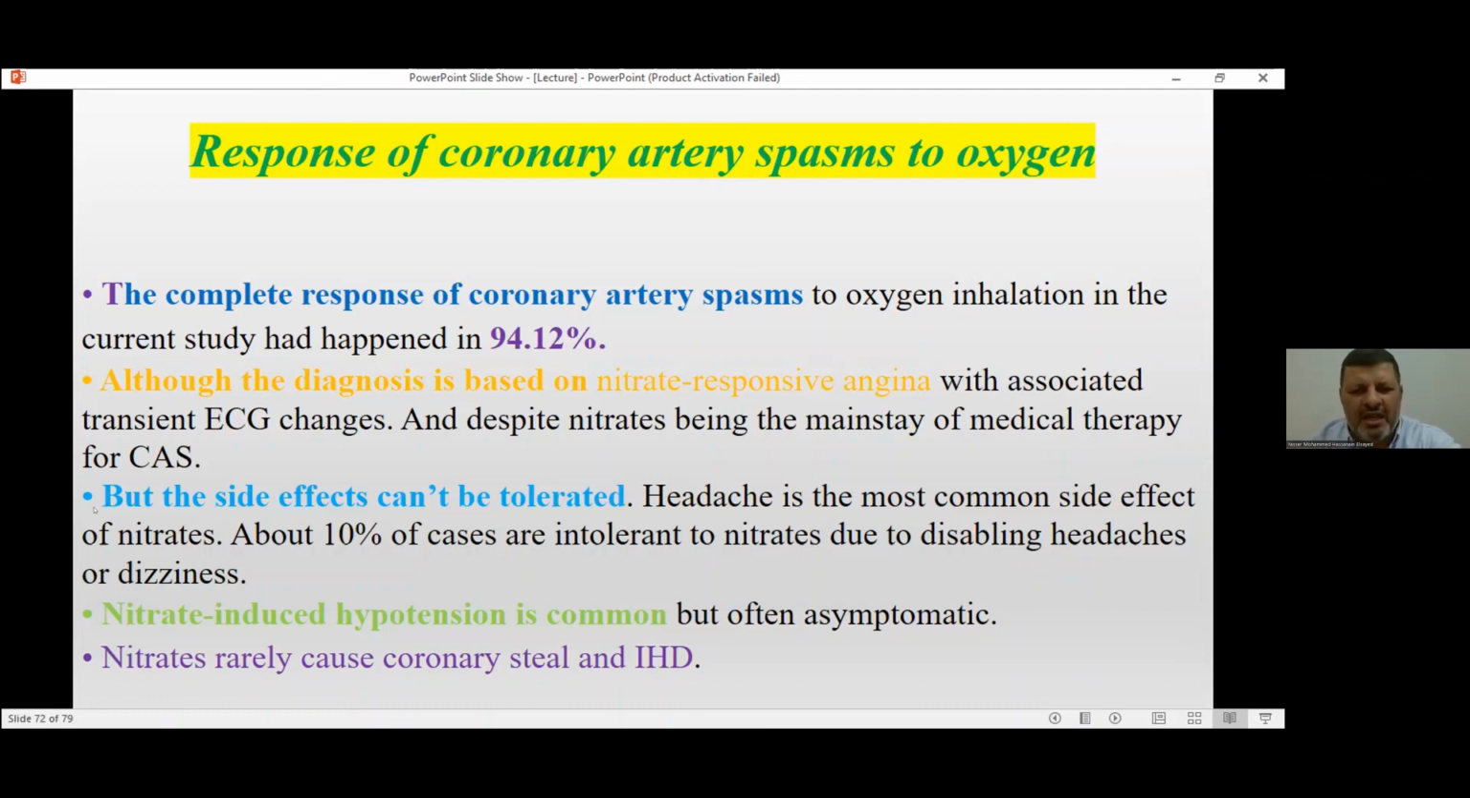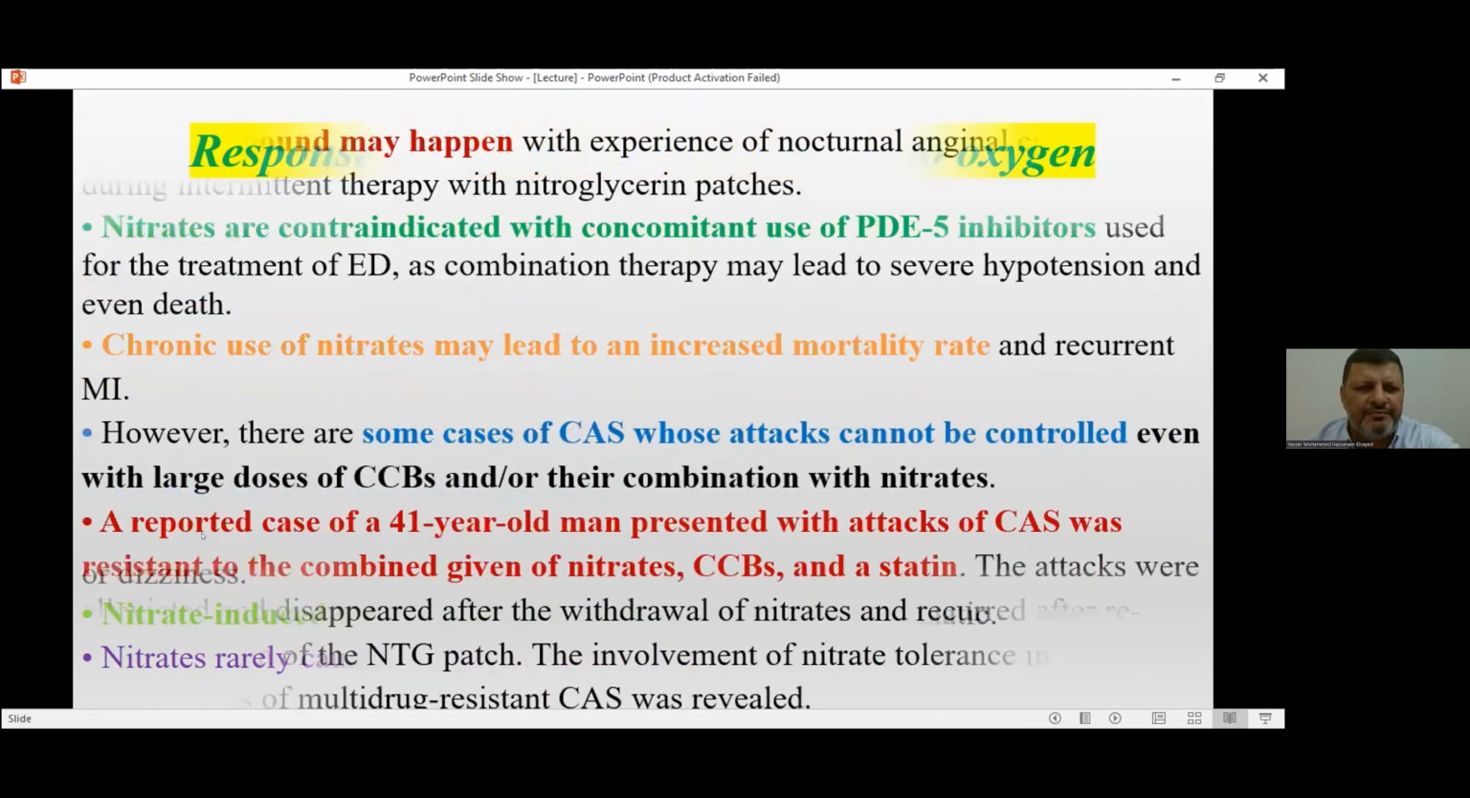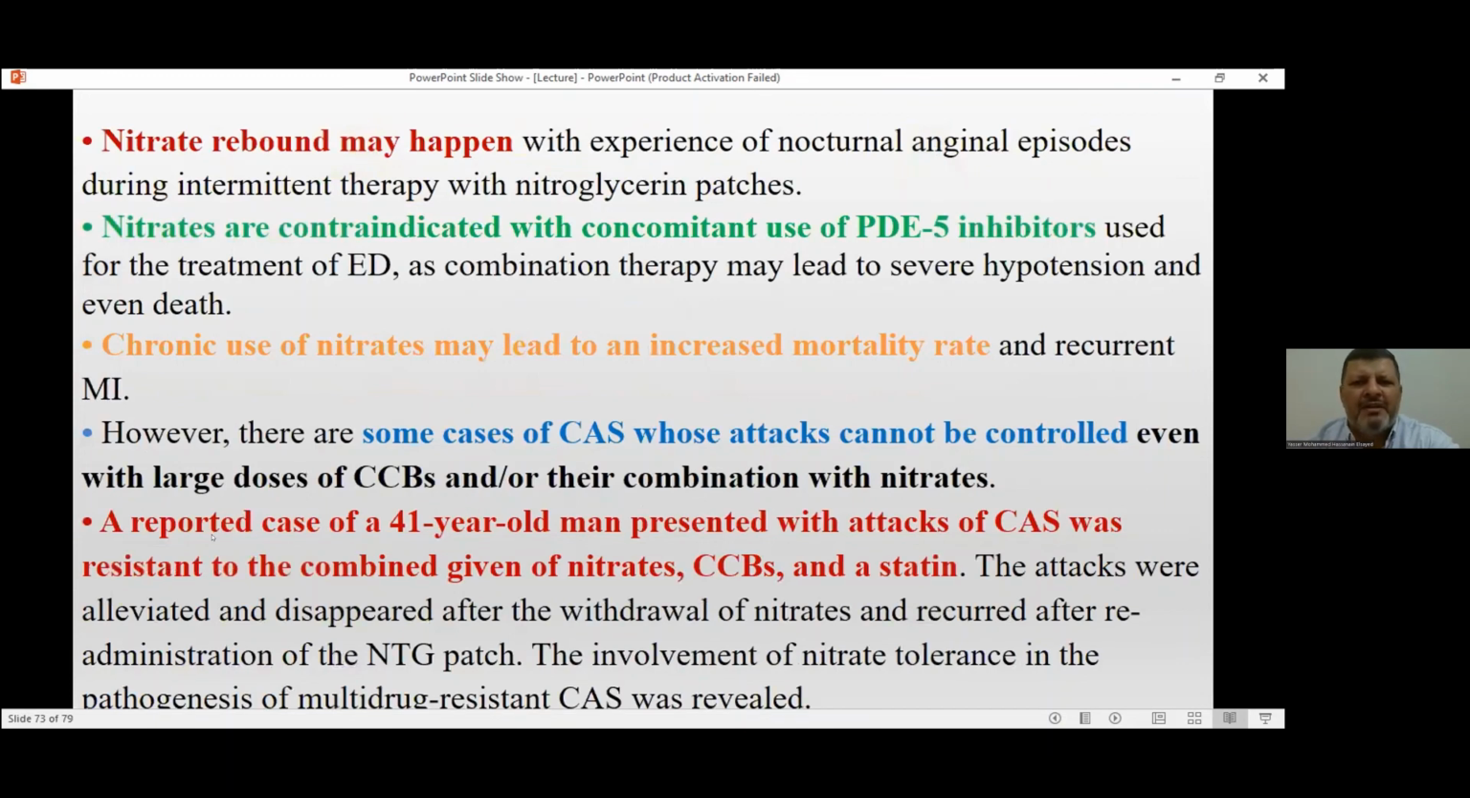Nitrate-induced hypotension is common. Nitrate rebound may happen, with nocturnal angina episodes. Nitrates are contraindicated with concomitant use of phosphodiesterase 5 inhibitors, like Viagra, for treatment of erectile dysfunction, as the combination may lead to severe hypotension and even death. Chronic use of nitrates may lead to an increase in mortality rate and recurrent MI.